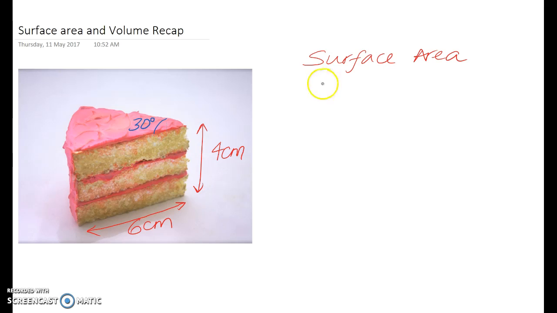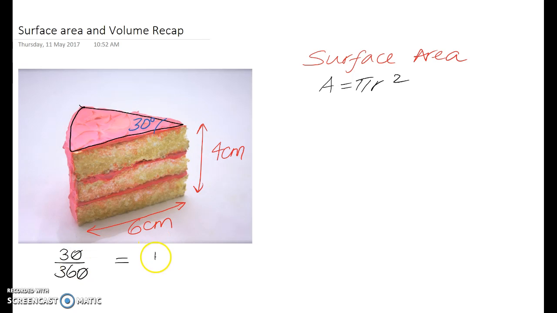What do we do for area of a circle? We say that area is pi r squared. Now let's have a look at this shape here on the top. It's not a full circle. It's a fraction of a circle. What fraction of the circle do we have there? Well, that's 30 out of a possible 360. And we can simplify that, crossing the zeros off. 3 into 36 is 12, so that's 1/12. So we've got 1/12 of the circle.